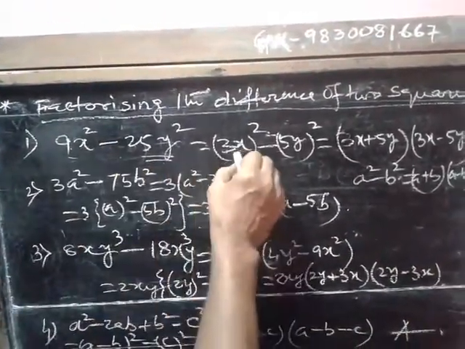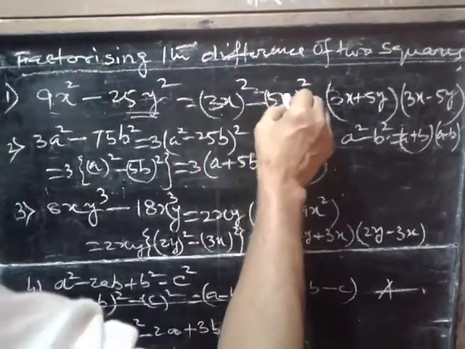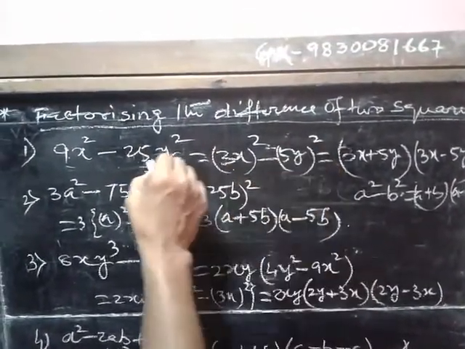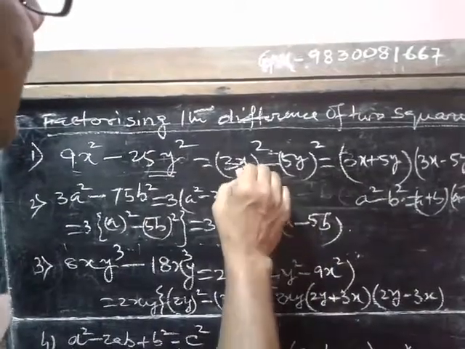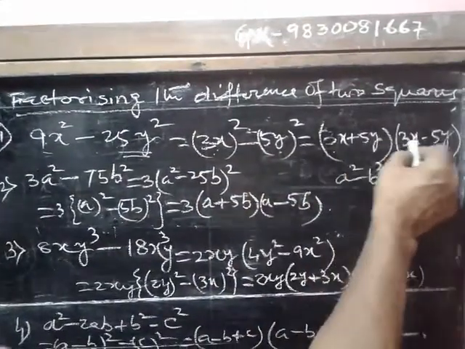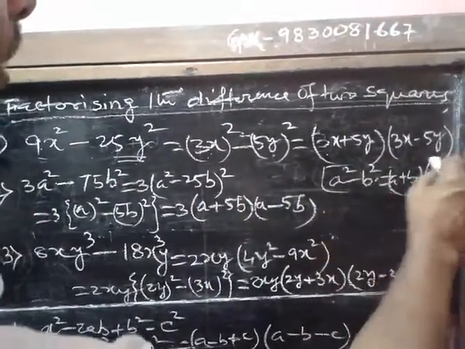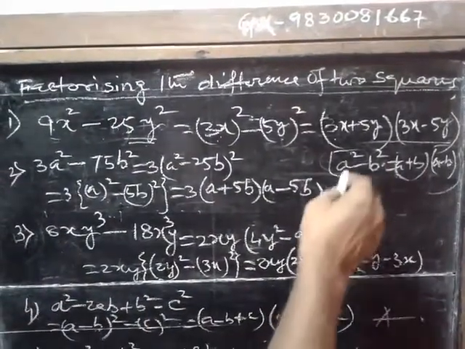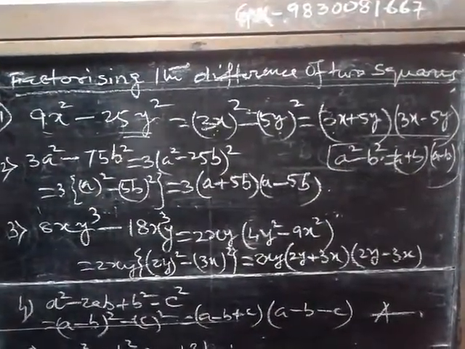Here 9x square means (3x) square, and 25y square means (5y) square. So this is a and this is b. The factorization is a plus b into a minus b. This is the formula, and we are using it to get the factorization.